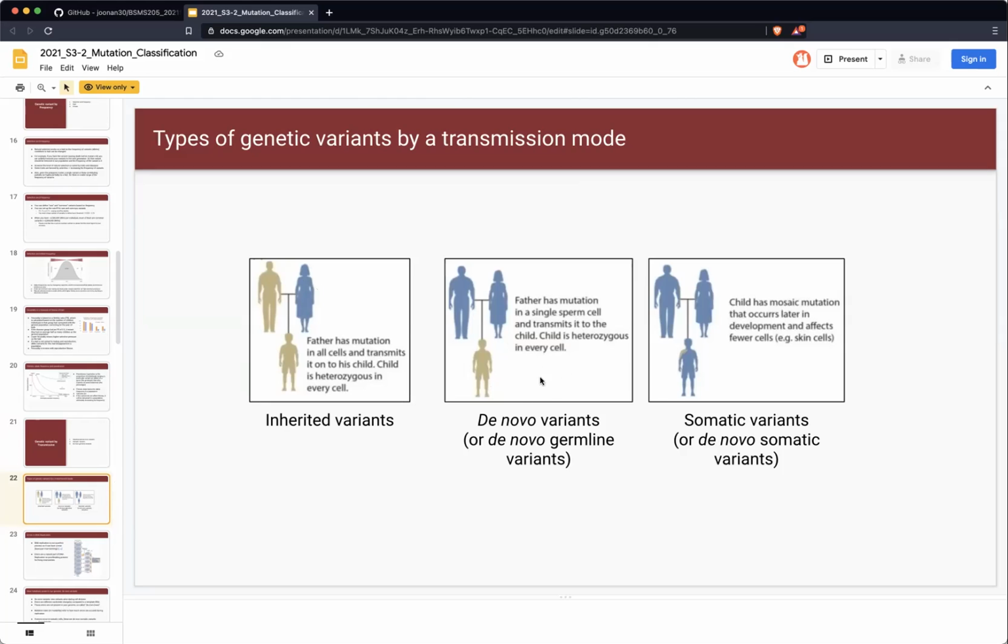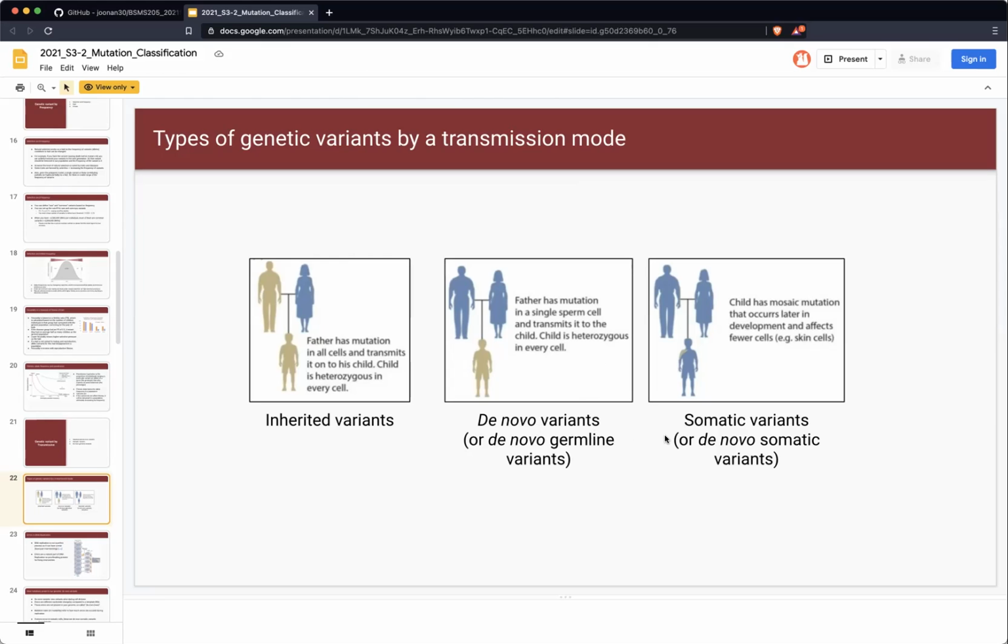Other types of variants, and also a well-known example in our world, is the de novo variant, right? Or we say de novo germline variants. These are variants sourced from the germ cells in your parents, right? So your mother or your father has a new mutation in their germ cells, and one of the germ cells accidentally goes into fertilization, then the mutation comes to you, right? That case is what we call the de novo variant.